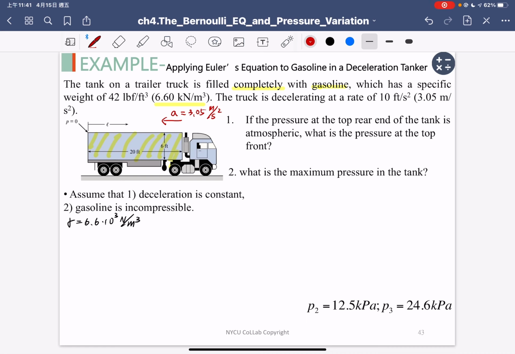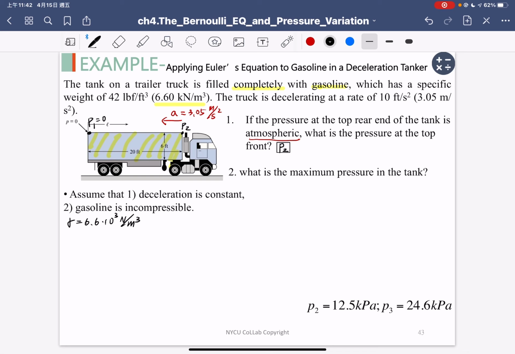So right now we have 2 questions. The one question is the pressure at the top, at the end of the tank, which is the atmosphere. That indicates the pressure in here, maybe this is my P1 point, is equal to 0. The gauge pressure is 0 because this point is exposed to the atmosphere. And what is the pressure at the top front? So the P2 in here, the top front. So the first question is we need to answer how large the magnitude of P2 is.